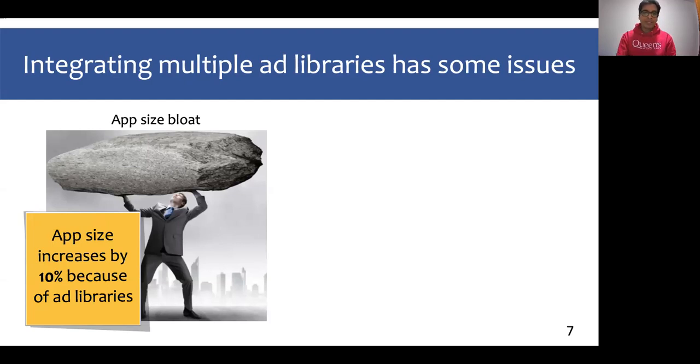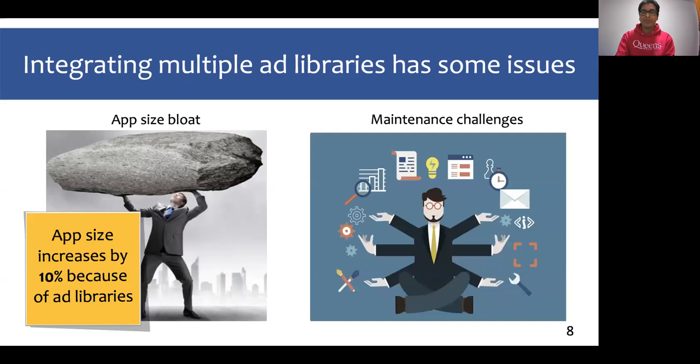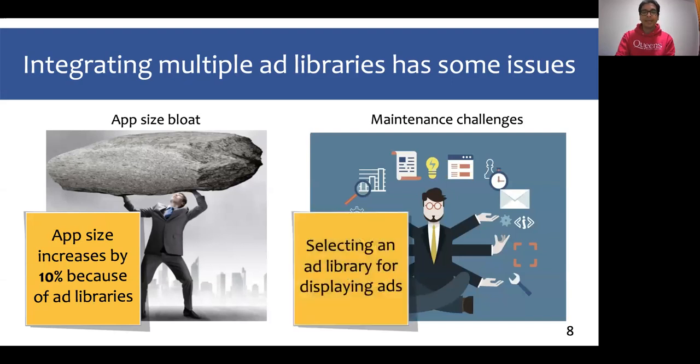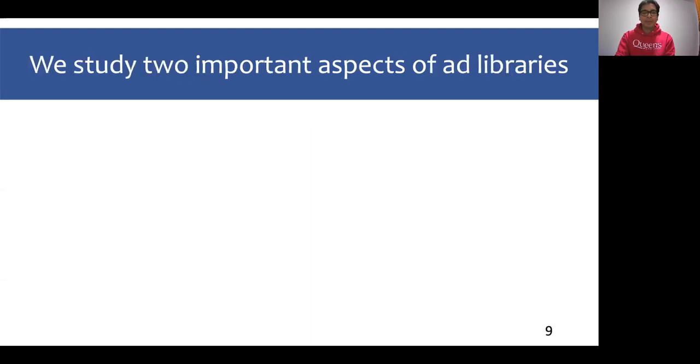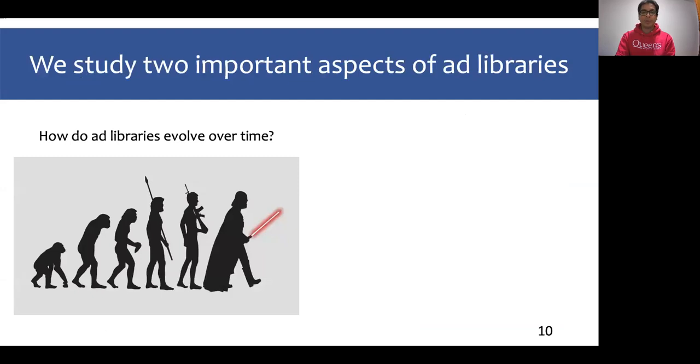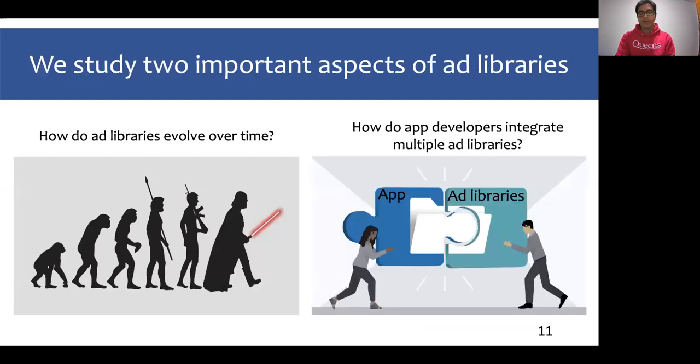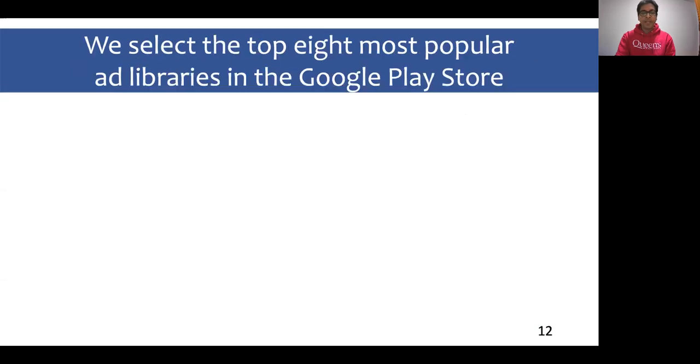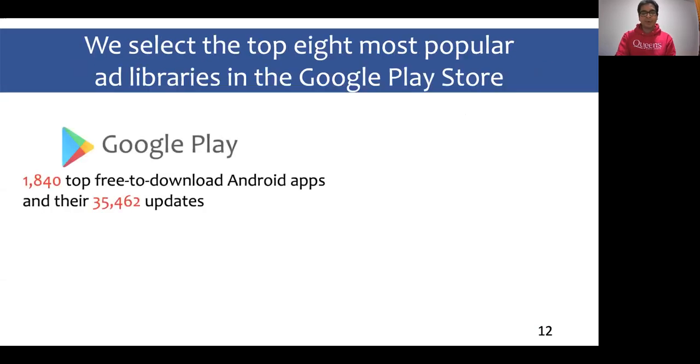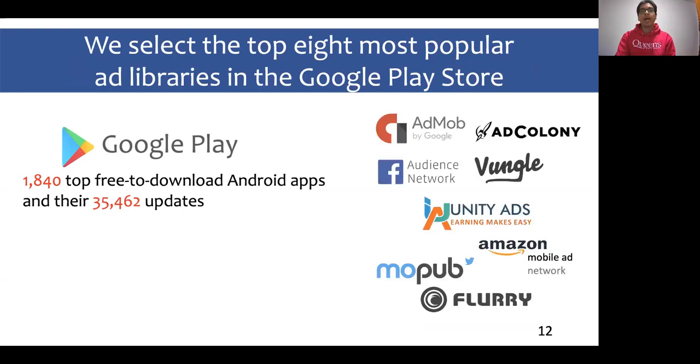This increase in app size can cause some issues as well. For example, recent research shows that app size can cause a negative impact on popularity. Another issue is maintaining these ad libraries, for example, selecting a particular ad library for displaying ads. Therefore, in this work, we study how these ad libraries evolve over time and how app developers integrate multiple ad libraries. For our study, we select apps from Google Play Store and we identify 8 most popular ad libraries.